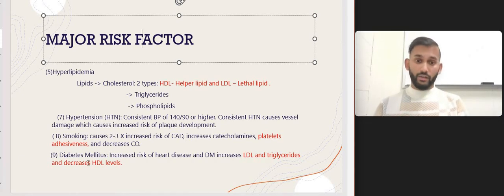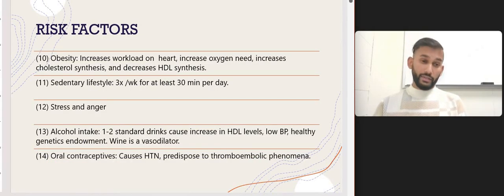Then we have diabetes mellitus. We already talked about this. Patients with diabetes mellitus are at a higher risk, especially type 2. It increases the LDL, your bad cholesterol, and triglyceride, another bad cholesterol, and it will decrease your HDL. Your good cholesterol will be decreased and your bad cholesterol will be up. With diabetes mellitus, obesity again is a major cause for coronary artery disease as well.